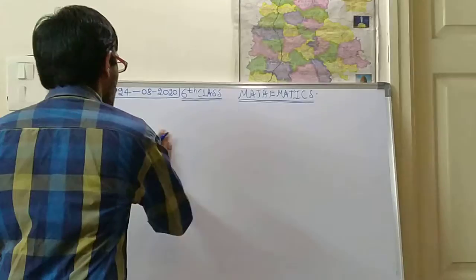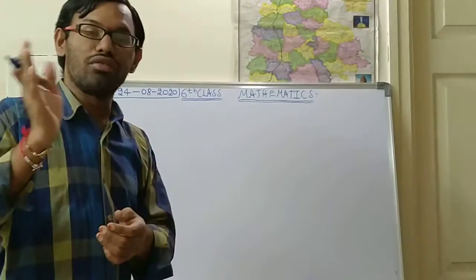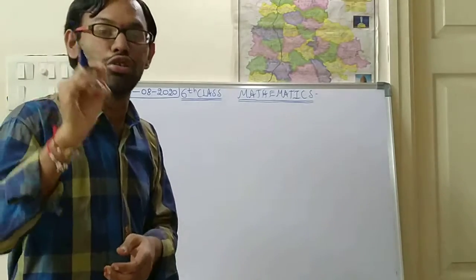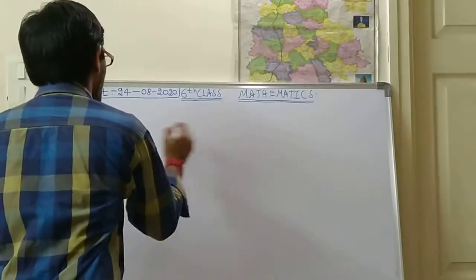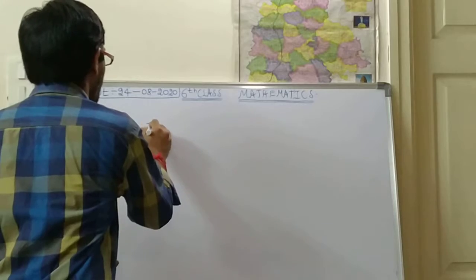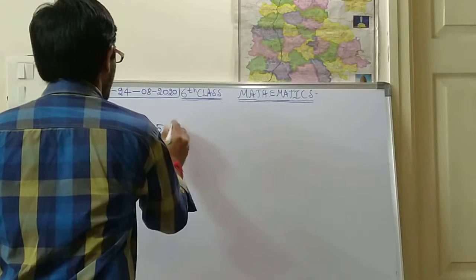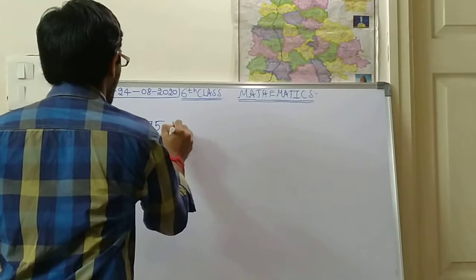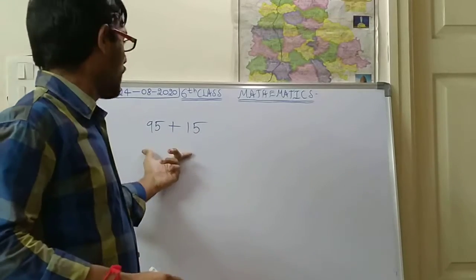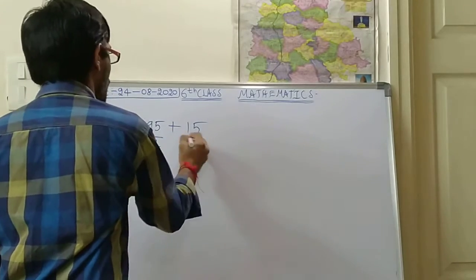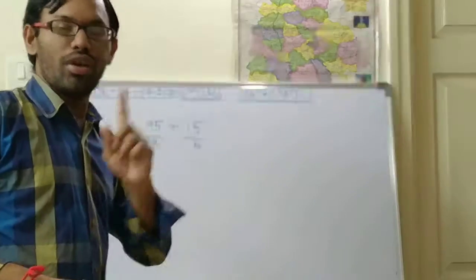For this type of problem, along with solving, you have to write the conclusion part also. Suppose in yesterday's problem, I gave one problem, for example 95 plus 15. This is one whole number. This is another whole number. Regarding whole numbers only we are discussing.